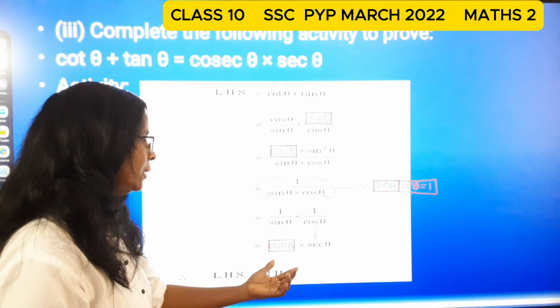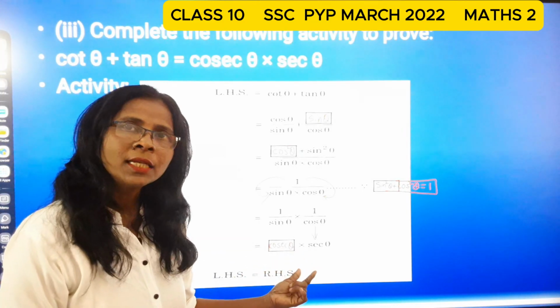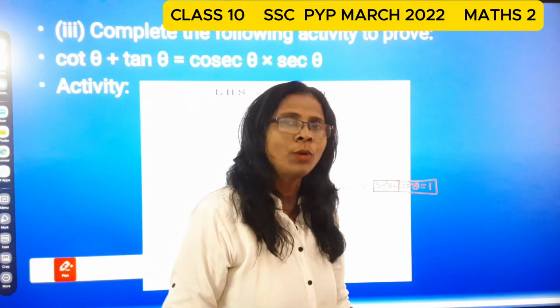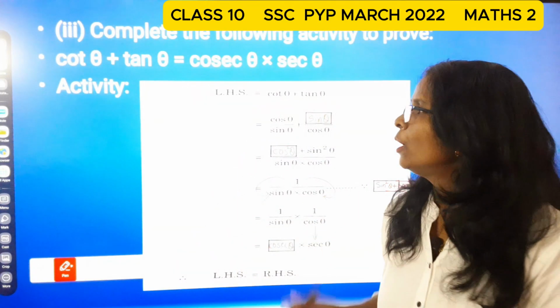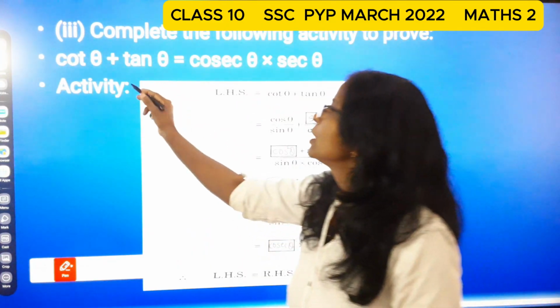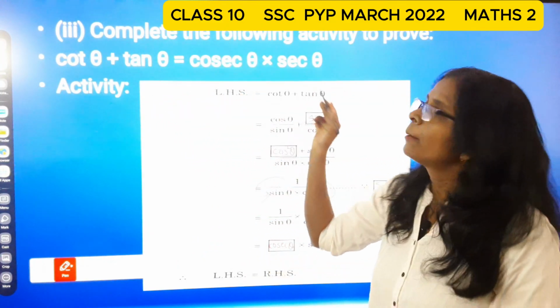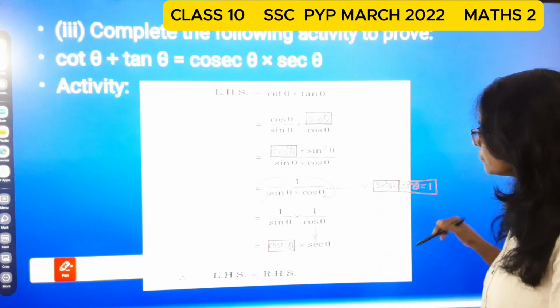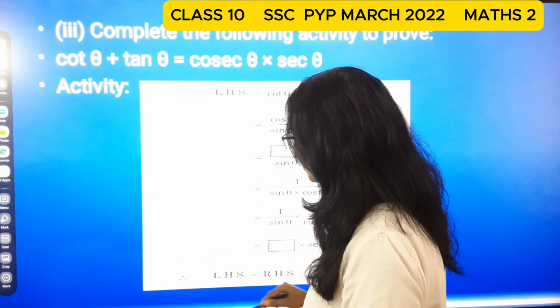So now here, that is cosec theta multiply sec theta. That is nothing but the RHS. So here LHS is equal to RHS. And that means here we prove that cot theta plus tan theta is equal to cosec theta multiply sec theta. Okay, very easy.